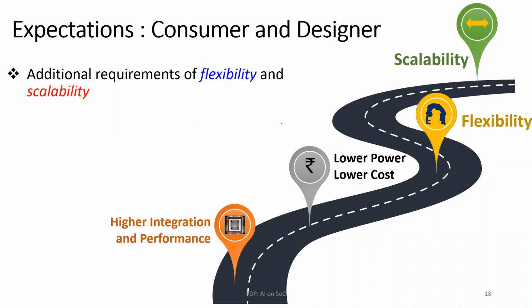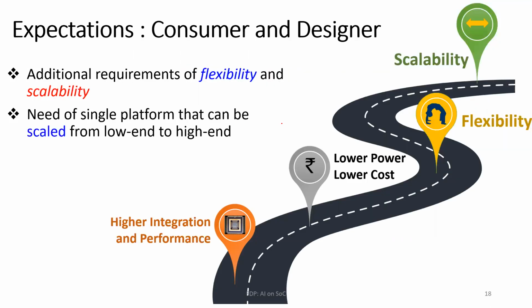So the VLSI designers are also fed up with this, and they are asking the VLSI industry to come up with a platform which is scalable. What do you mean by scalable? That the same platform can be used for low-end devices as well as high-end devices. The architecture remains the same, but the resources can vary. For example, in the low-end devices, you can use a single-core processor. For the high-end devices, you can use a quad-core processor. In the low-end devices, you may not use the GPU. For high-end devices, you may use a small GPU. But the architecture remains the same.